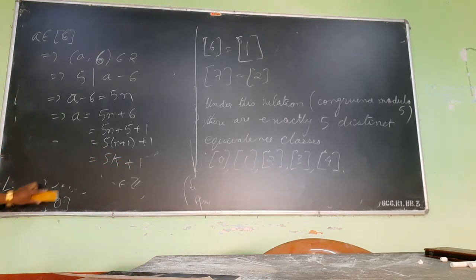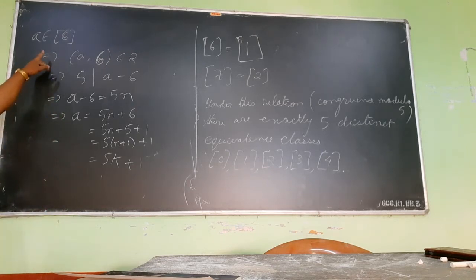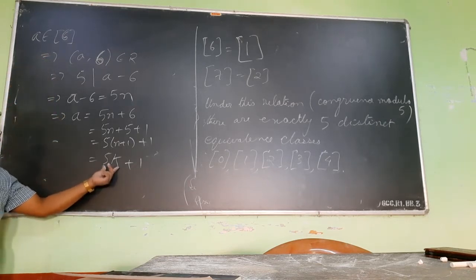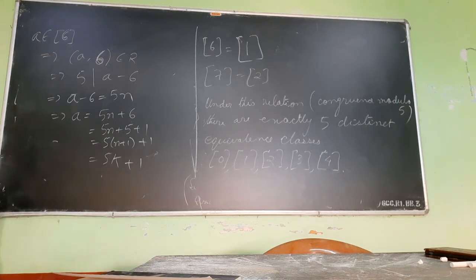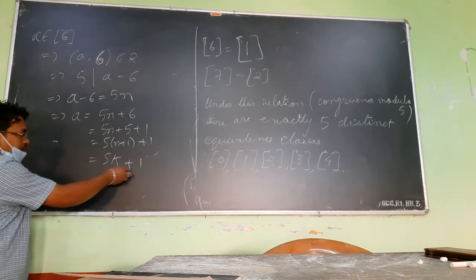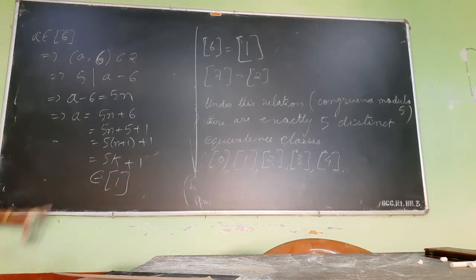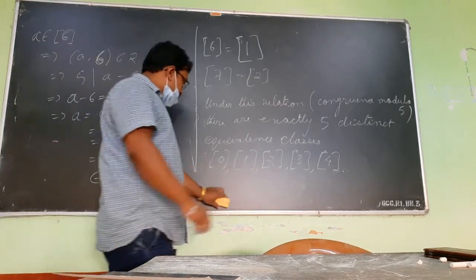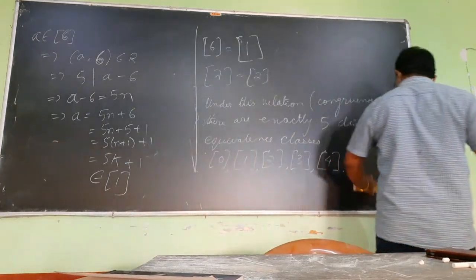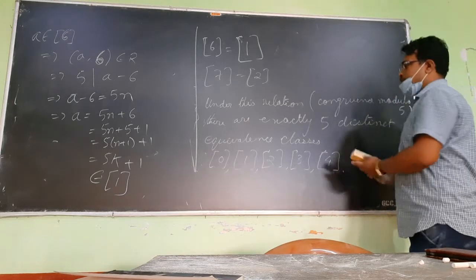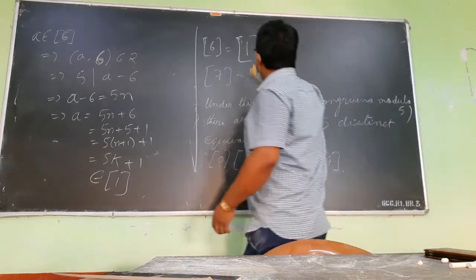So any element inside that can be written as 5 into some integer plus 1. So this type of element belongs to the equivalence class of 1. This type of elements are there in the equivalence class of 1. So they are actually the same. So we will try to show how these are. There are some properties of these equivalence classes.